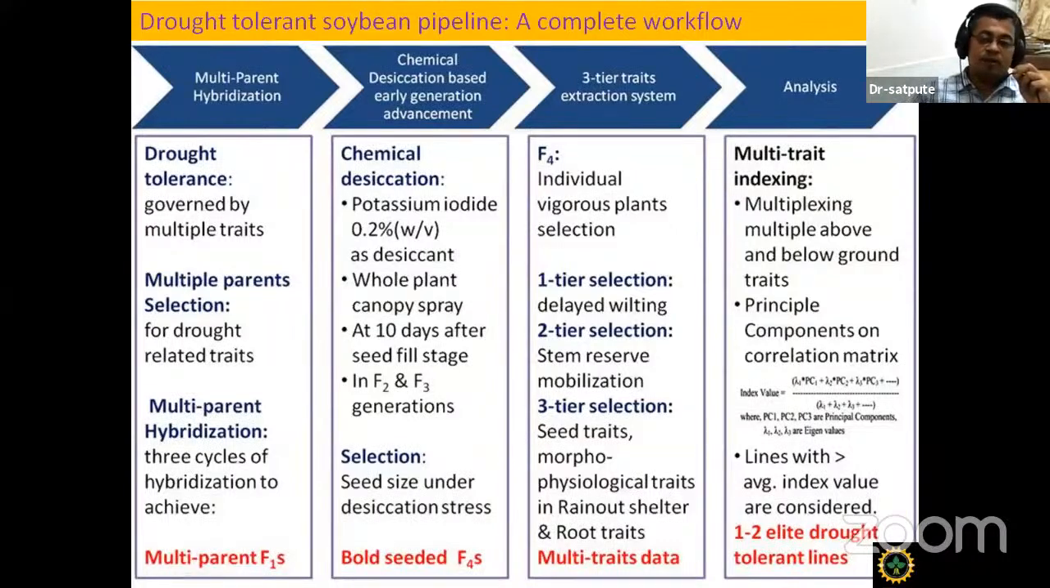And once these multi-parent F1s are achieved, the method which has been standardized here at the Indian Institute of Soybean Research is the chemical desiccation test, an early generation advancement method. In this method, potassium iodide at 0.2% weight by volume is used as a desiccant, and it is sprayed on the whole plant canopy at 10 days after seed fill stage in F2 and F3 generations in a bulk population. This way it leads to selection for seed size under desiccation stress.